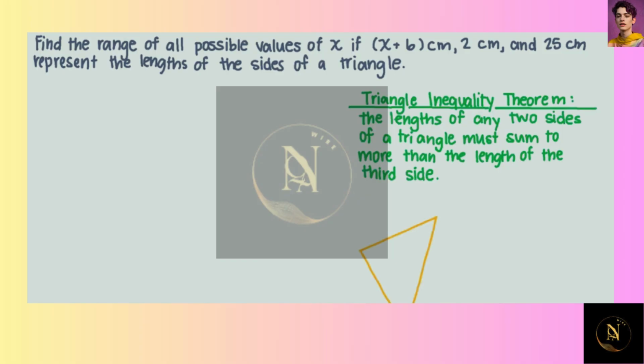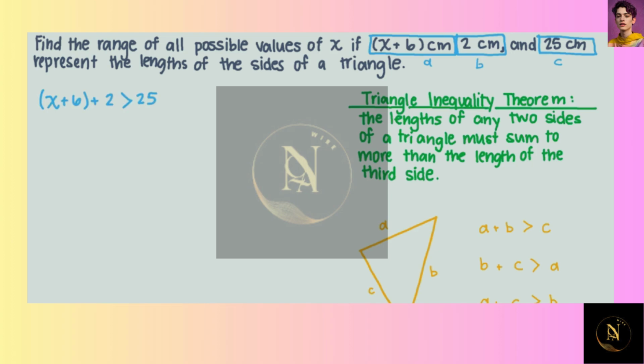If we imagine a triangle with side lengths A, B, and C, this theorem tells us that if we add side lengths A and B, it must be larger than side C. Also, if we add side lengths B and C, they must be larger than side length A. And if we add side lengths A and C, it must be larger than side length B. Our three sides are x plus 6, 2, and 25. We can let x plus 6 be side A, 2 be side B, and 25 be side C.